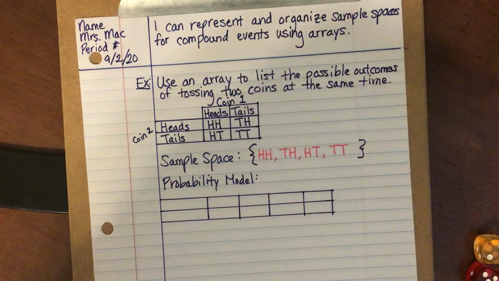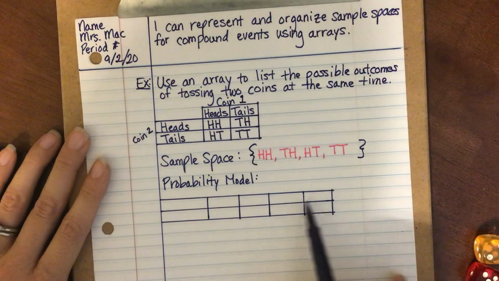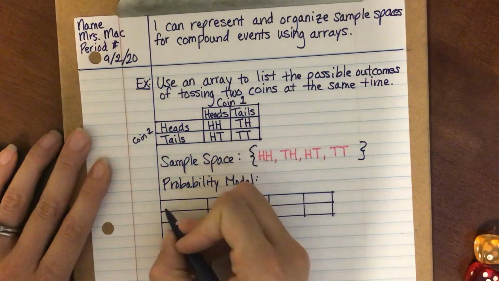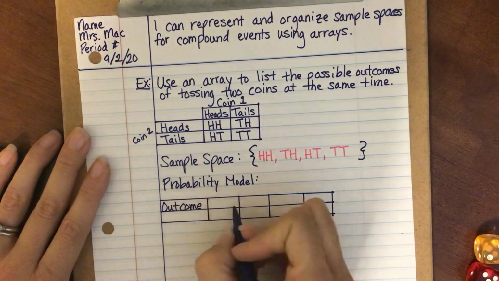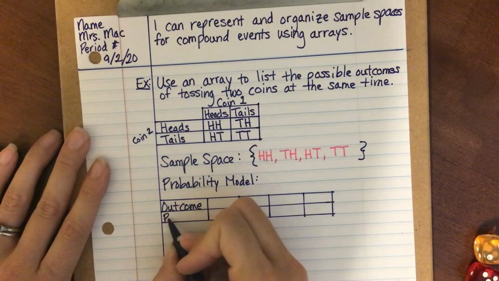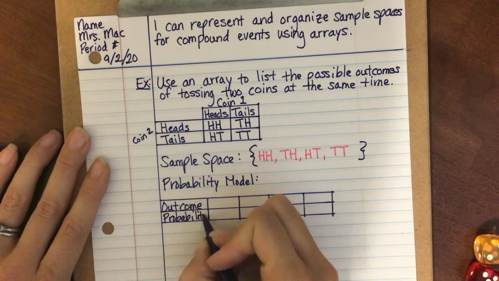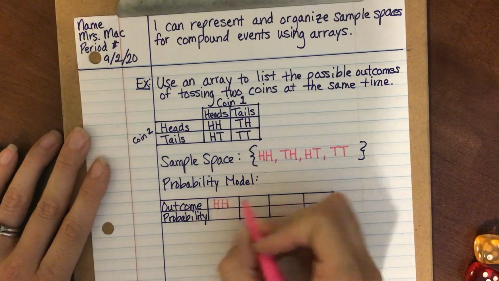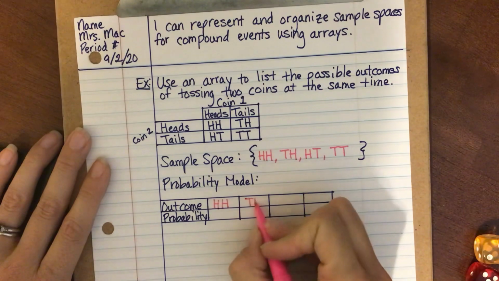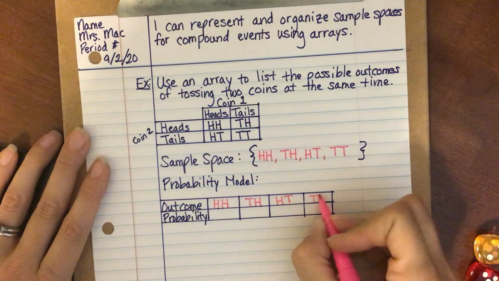Okay, so if you're going to make this table, you have outcomes and probability, and then you have all the sample spaces basically listed across the top. So we have all the possible outcomes, and then the probability of that happening or occurring. Okay, so in our sample space, we have heads, heads as one outcome. Tails, heads is another outcome. Heads, tails, and then tails, tails.